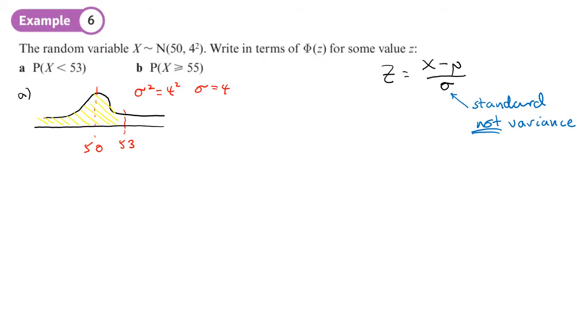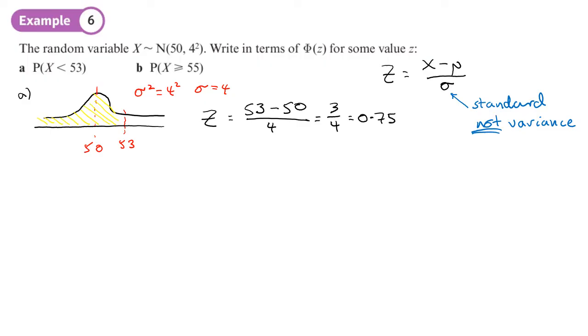Right, so my z value is equal to my x value, which is 53, minus the mean, which is 50, divided by the standard deviation. So if I work that out, 53 minus 50 is 3, divided by 4, so it's 3/4, 0.75.